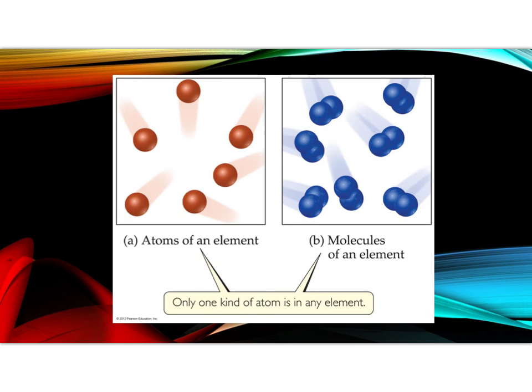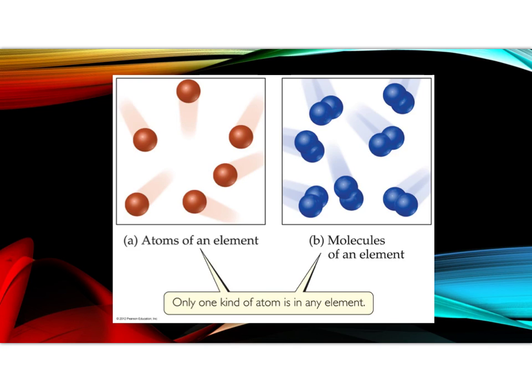Here are some great pictures to help you differentiate between the different vocabulary words you just wrote down. In red, we have atoms of an element. Atoms, the smallest part of matter that cannot be broken down any further. Molecules, two or more elements chemically combined. They can be the same element or they can be different elements.